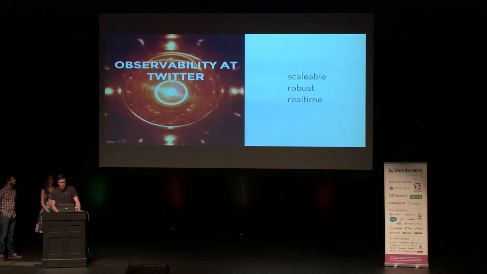So before we dive into the alerting system, I'll talk really briefly about what our team does in the context of Twitter engineering. The mission of the observability team at Twitter is to provide a scalable, robust, and real-time monitoring infrastructure to our users who are other Twitter dev teams. So practically, this means we provide a means for our users to write, alert on, and visualize their metrics.